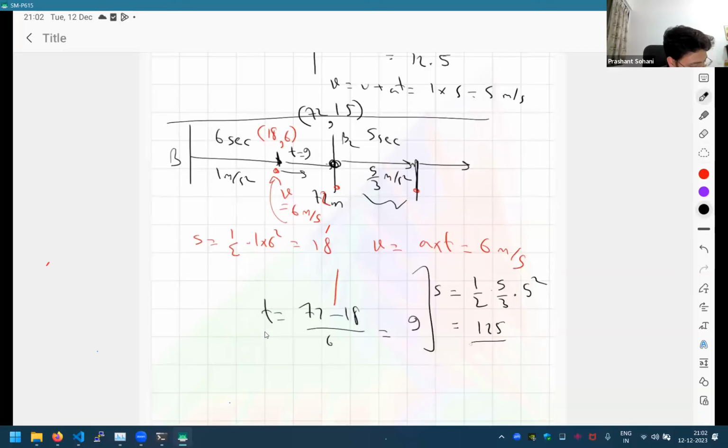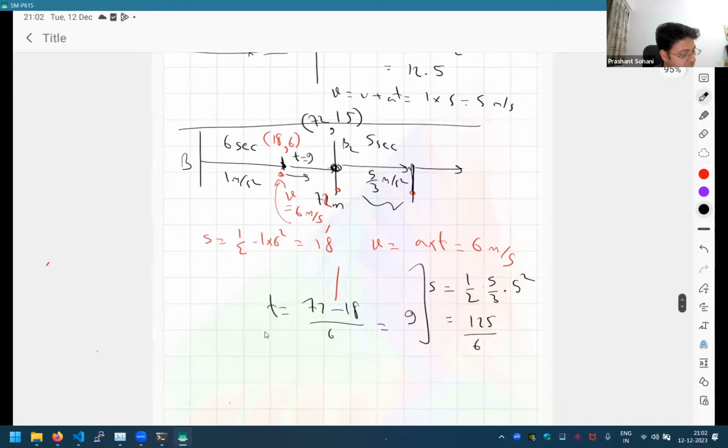So 125 by 6. It's not a very nice number, but I hope it will work out in the end. So the distance traveled by B2 is 125 by 6 meters. And how much is the velocity picked up? So velocity is simply going to be 5 by 3 into 5 seconds. So that is 15 upon 3 meters per second.